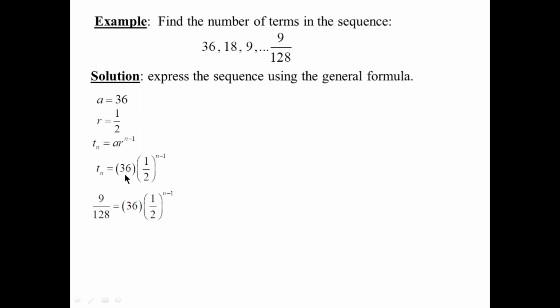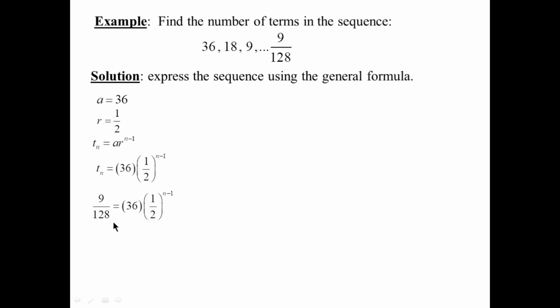And for a, we'll plug in what a is, the first term, and for r, we'll plug in what r is, and that's 1/2, which we figured out up here. So we plugged it all into the general formula, and the question is how many terms? So we want to know n. We would like to know the n number. Now, it's critical that you don't go 36 times 1/2 is 18. You can't do that because of this exponent.